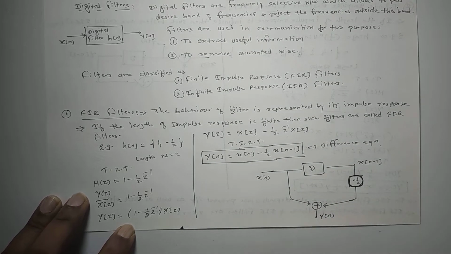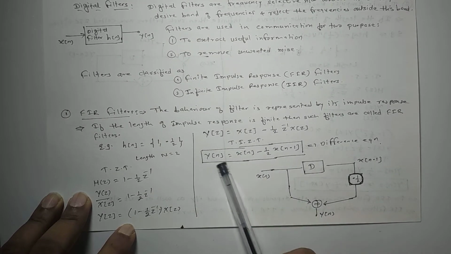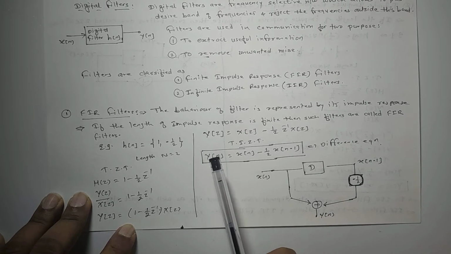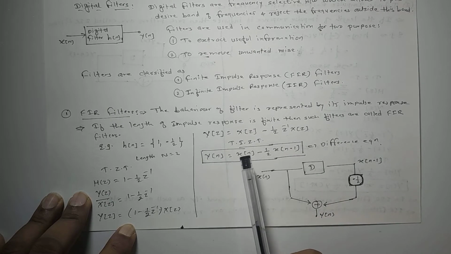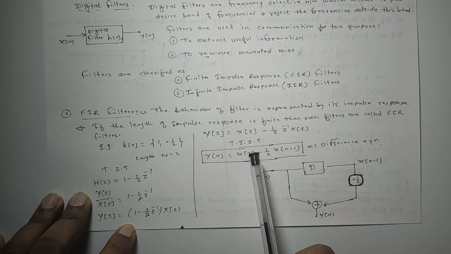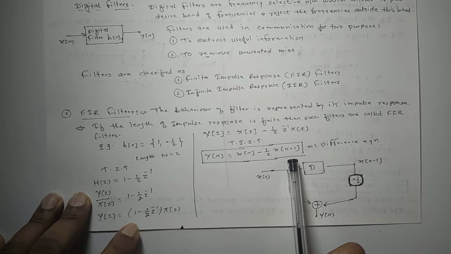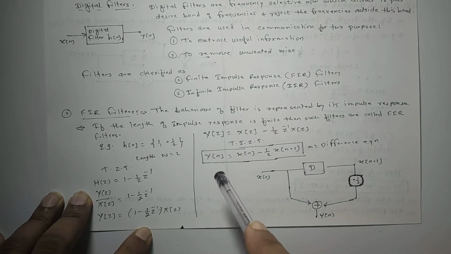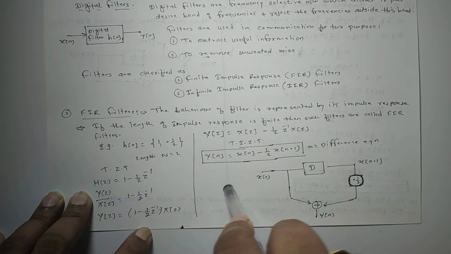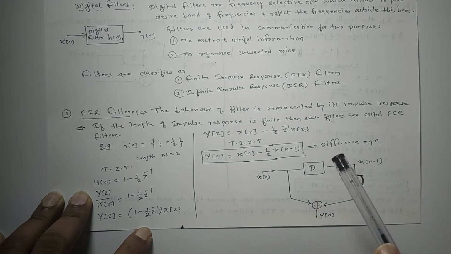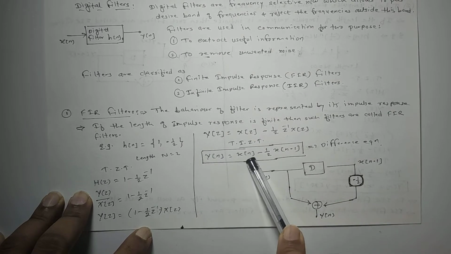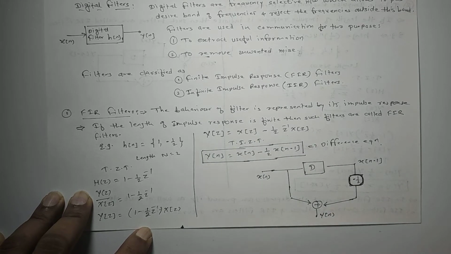So if you observe these output equations, what do they show? The present output of the filter depends upon the present input and past input only. Okay, isn't it? So this is one of the properties of an FIR filter. The FIR filter's present output depends upon input only. It does not depend upon previous output. Present output depends upon present input and previous input, like this.